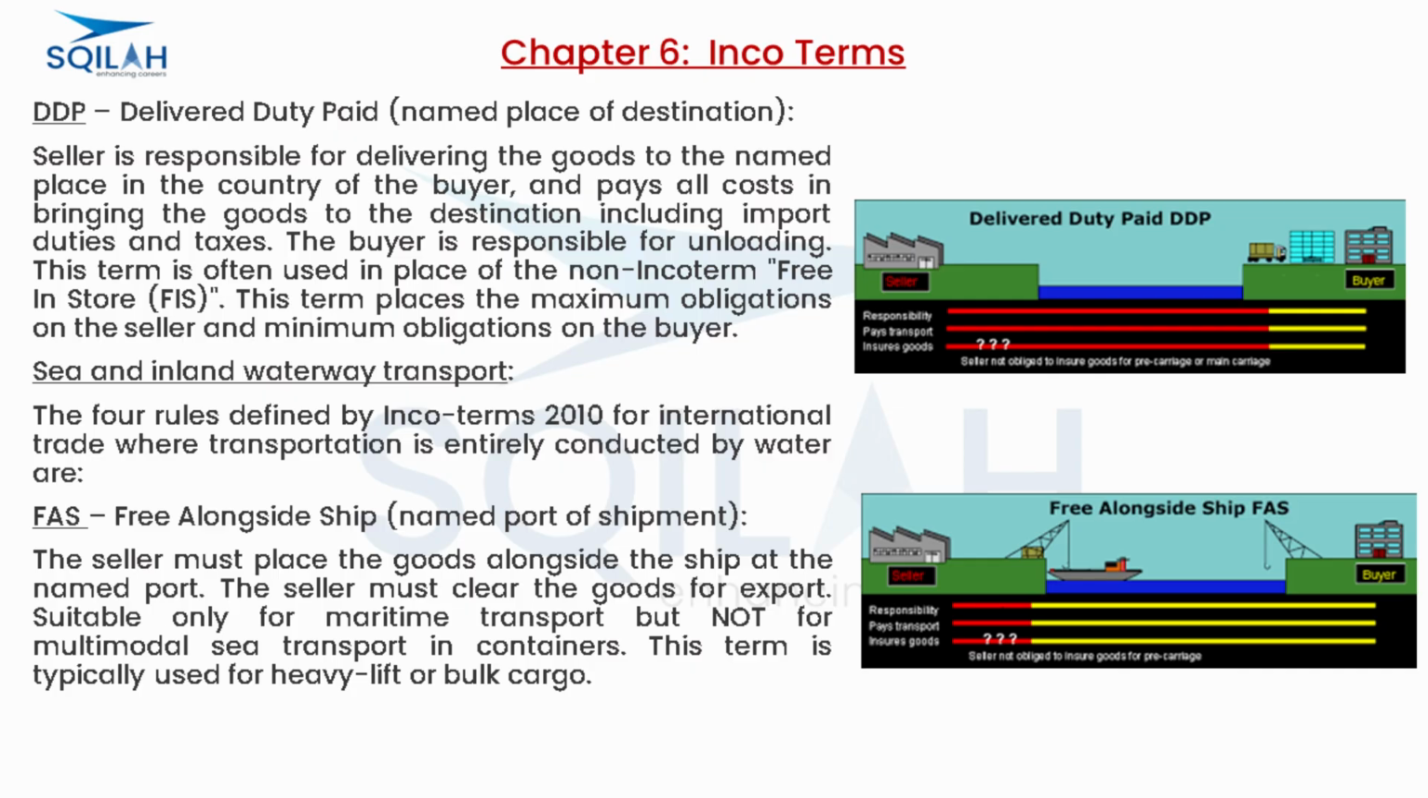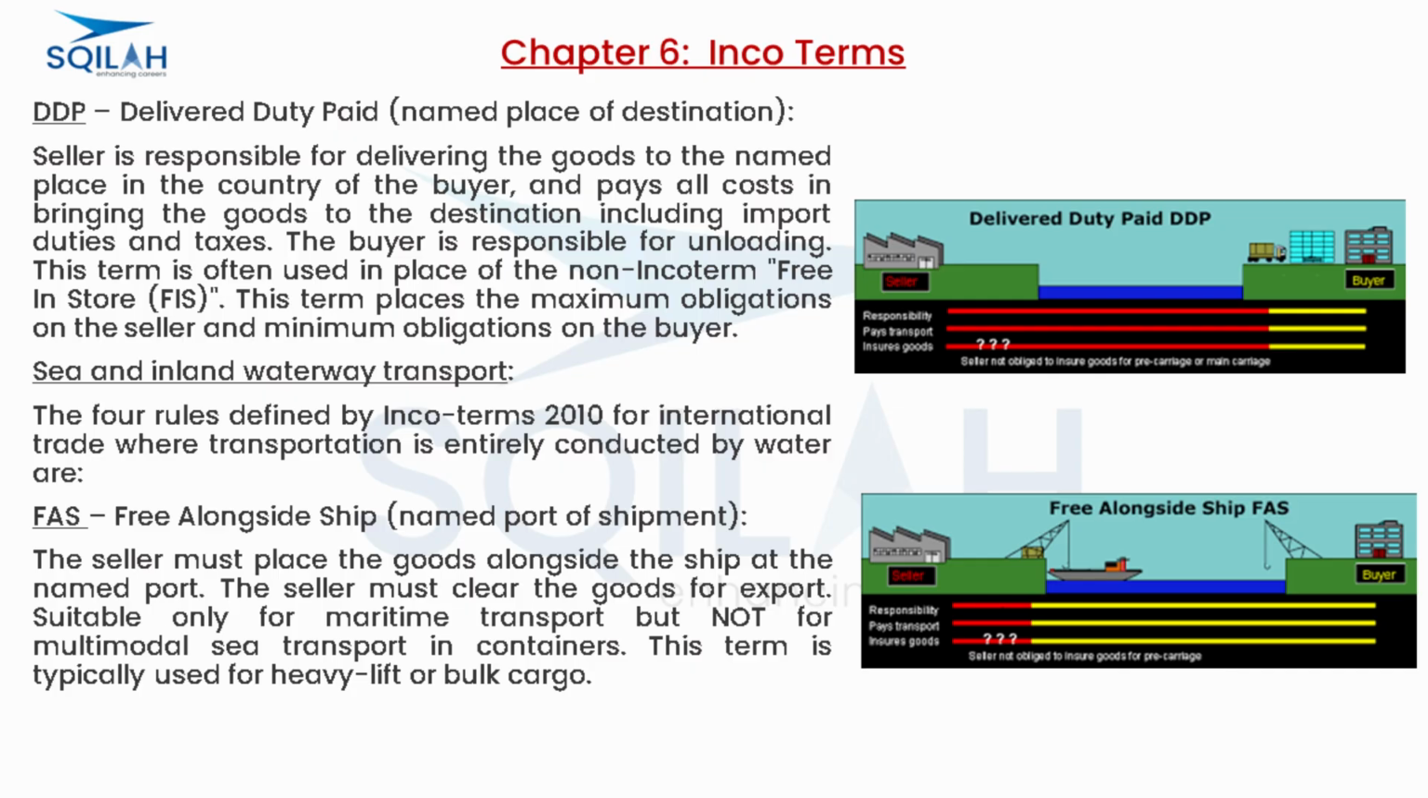DDP, delivered duty paid, named place of destination. Seller is responsible for delivering the goods to the named place in the country of the buyer, and pays all costs in bringing the goods to the destination including import duties and taxes. The buyer is responsible for unloading. This term is often used in place of the non-Incoterm, free in store (FIS). This term places the maximum obligations on the seller and minimum obligations on the buyer.